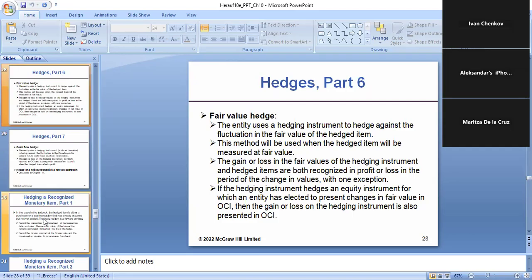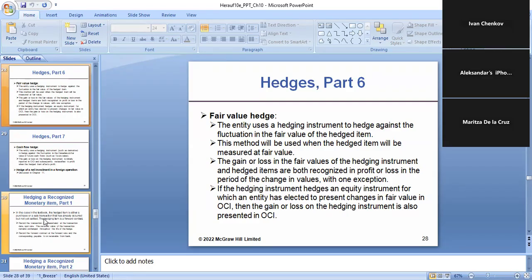Now, fair value hedge. Which entity is going to use the fair value hedge and what does the fair value hedge mean? The entity uses the hedging instrument to hedge against the fluctuation of the fair value of hedged items. So I have the instrument, a foreign exchange contract, which helps me to mitigate the fluctuation of the US dollars. This method will be used when the hedged item is measured at fair value. The hedged item is the US dollars.